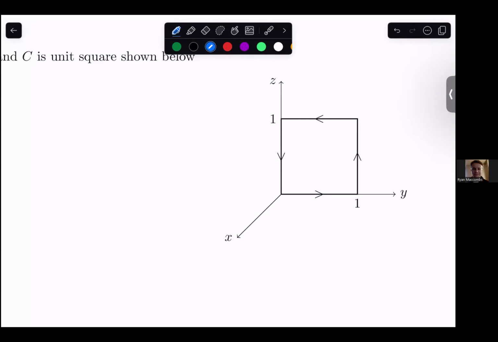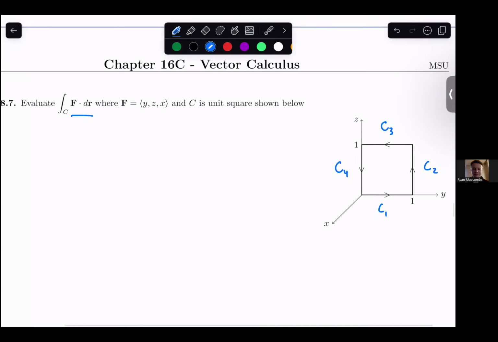So I'd have to parameterize this first piece, I'll call it C1, and then the second piece, C2, and then this third piece, C3, and then this fourth piece, C4. And then I need to evaluate the line integral over each one of these and add up all of those results, and that would give me the overall line integral over this entire curve. So you can see that I would need to do 4 line integrals, and that's a lot of work. That takes a while.